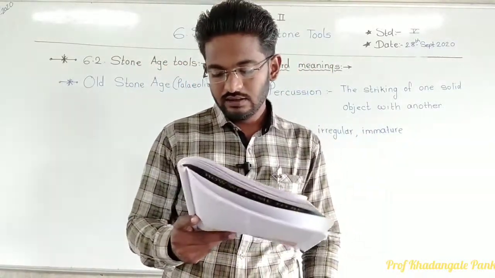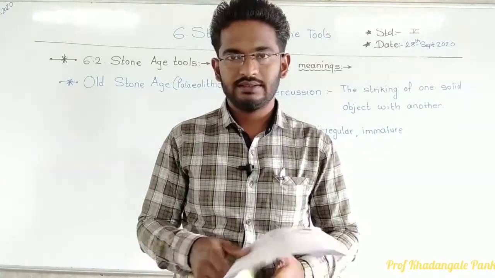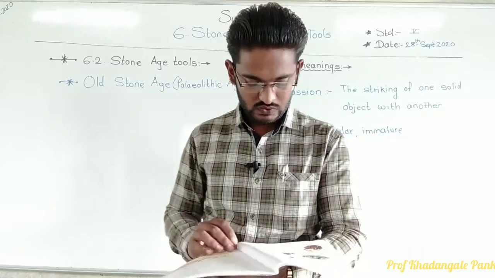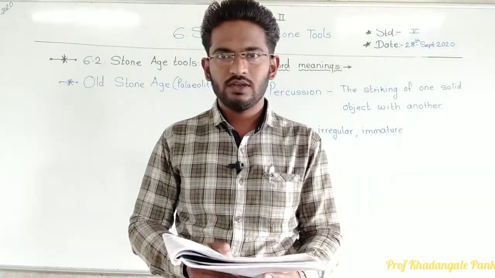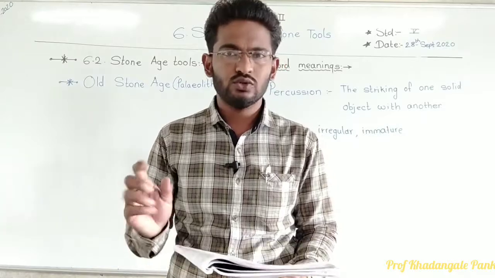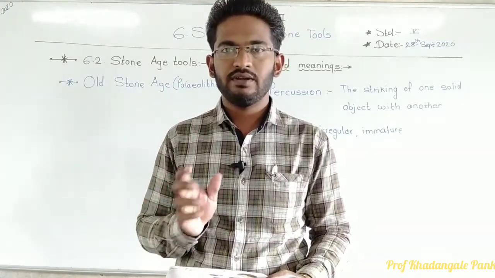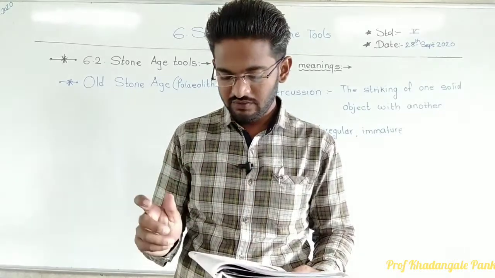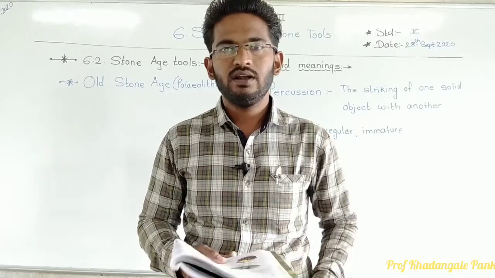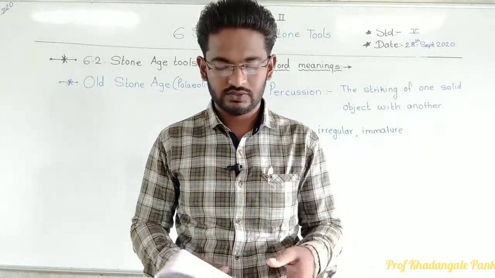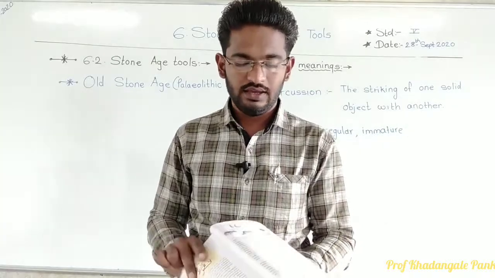Then a hand axe, which is made by Homo erectus. Okay, so you can see the difference between the hand axe and this chopper. This chopper is crude, means it is not proper. It doesn't have a proper shape. But if we see the hand axe, it has a proper shape. Okay, like this. So this one is the Old Stone Age.